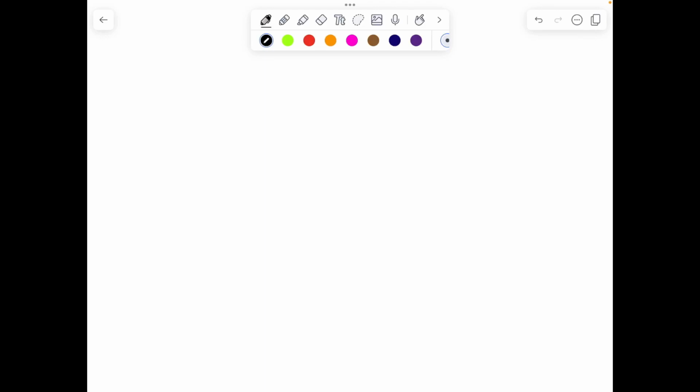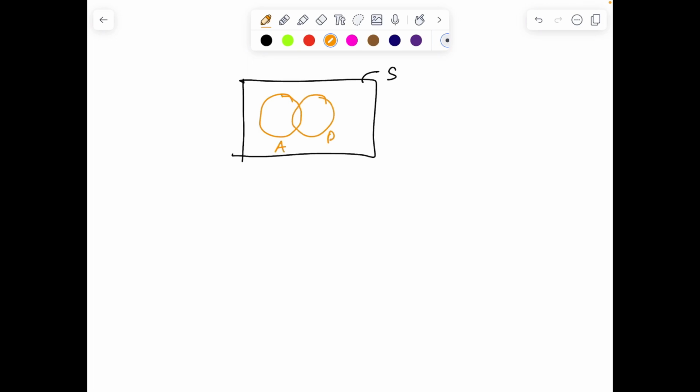Good morning all of you, and today I am going to consider something called independent events. Before I go further, let me give you the feel of the situation. Let's say we have a sample space S and we have two related events, event A and event B, defined on the sample space.